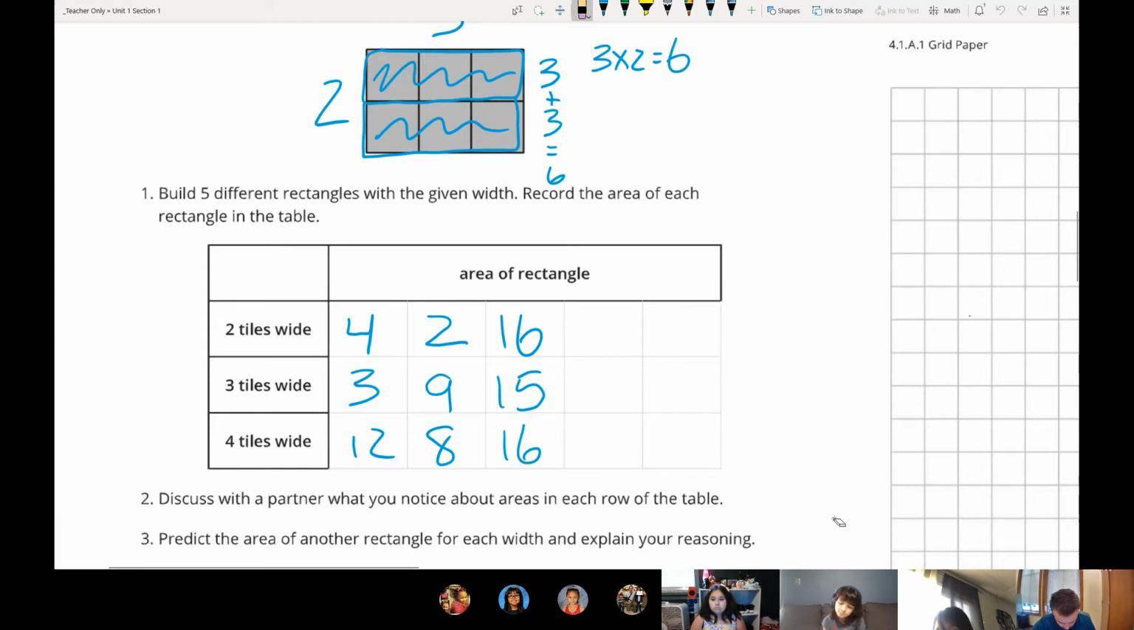So what do you notice about each line? Not so much as a whole, like all of them together, but is there a pattern that's consistent with 2 tiles wide? Something consistent with 3 tiles wide? And something consistent with 4 tiles wide? Let's think about it. Can you write it down? You can.